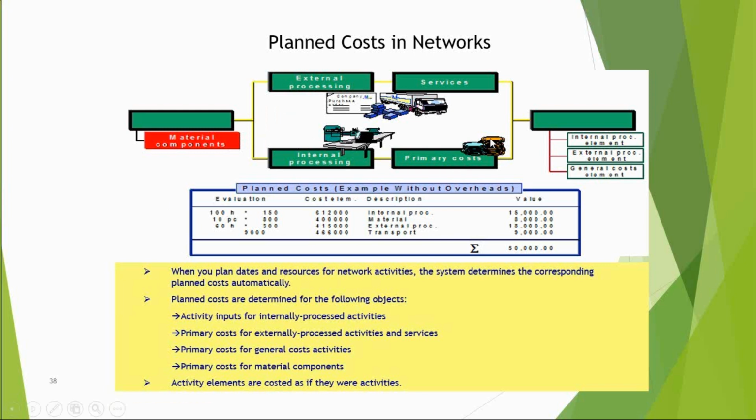And my primary cost, basically my travel expenses, sundry charges, these are my primary cost. And my services, everything, all the costs automatically get captured here.